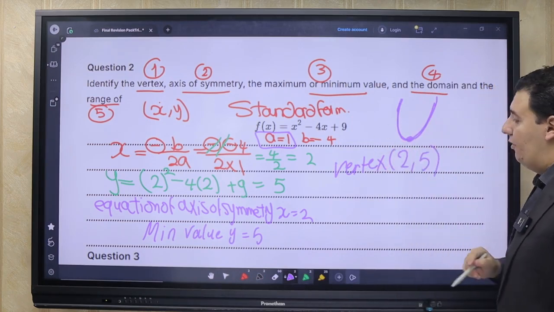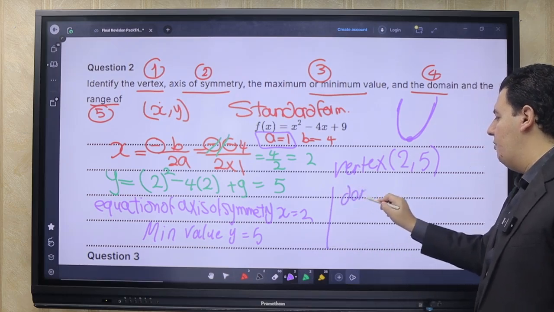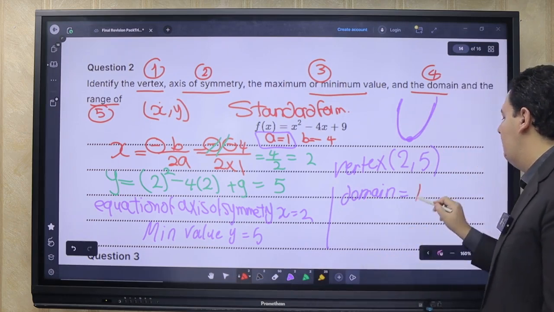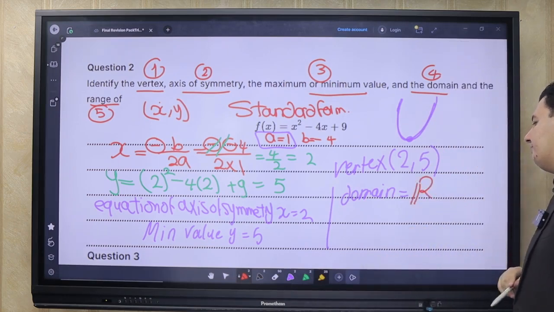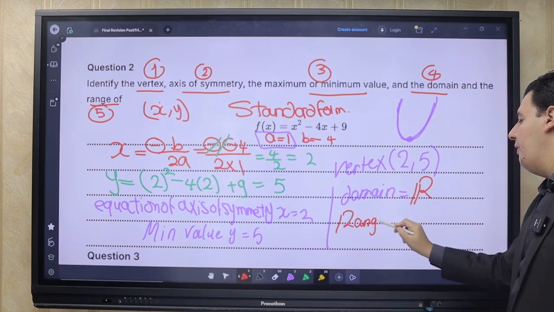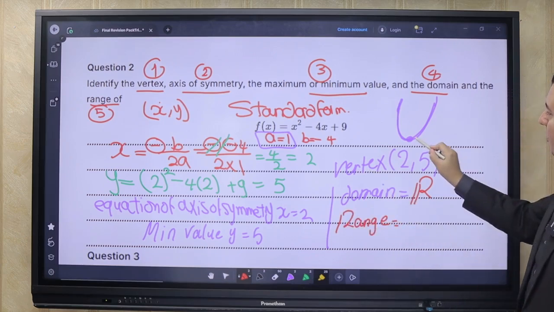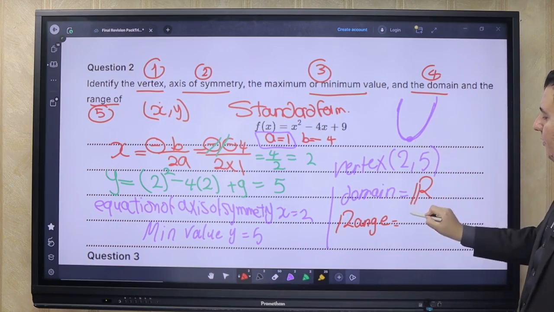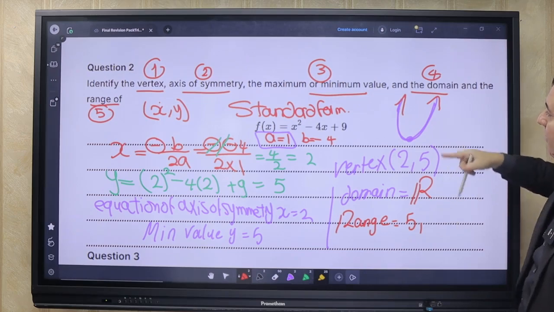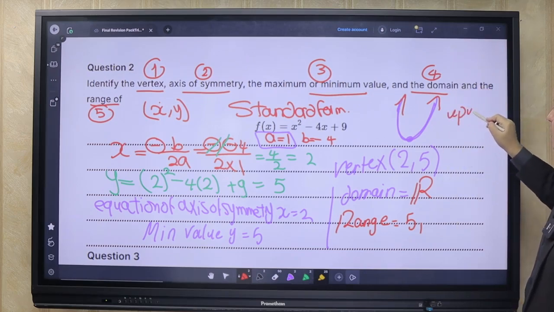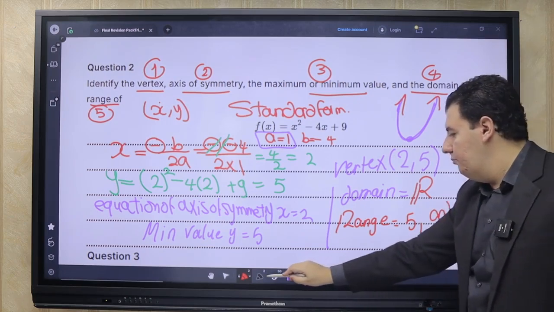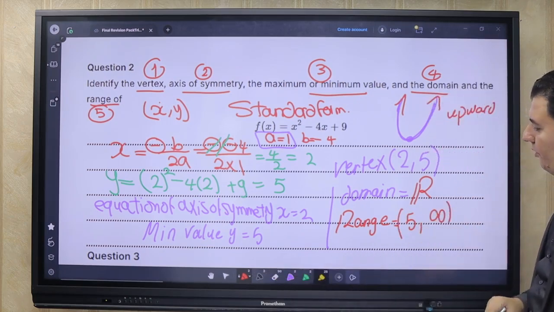For the requirement, the domain, it's very easy. The domain equal all the real numbers, which is equal to R capital. And the final requirement, the range. How can we find the range? Range, it's from y, which is equal to 5, to positive infinity or negative infinity. It's moving upward, so it's positive infinity. Okay.